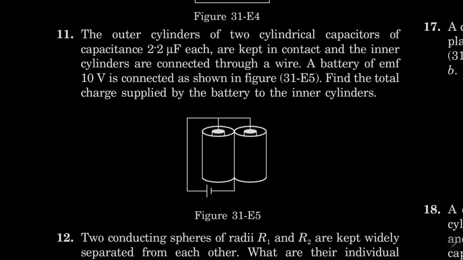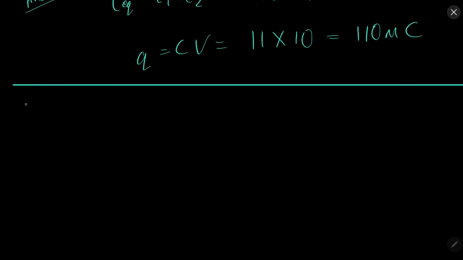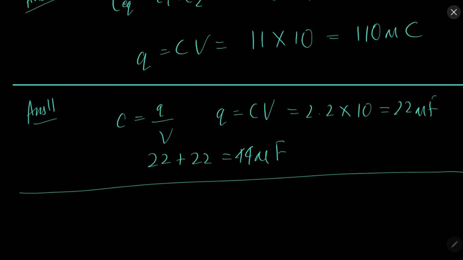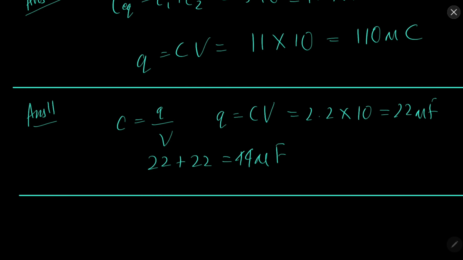In 11, we need to find total charge supplied by battery to the inner cylinder. Solution 11. C equal to Q by V, Q equal to CV, 2.2 into 10, 22 microfarad. 22 plus 22, 44 microfarad. Sorry, this should be coulomb. This is charge.